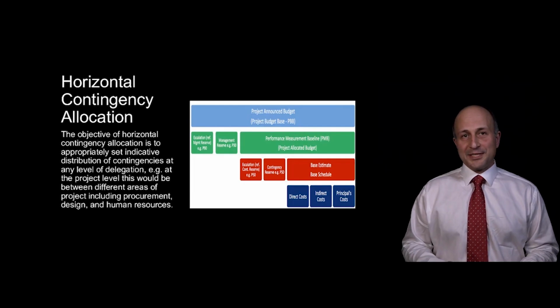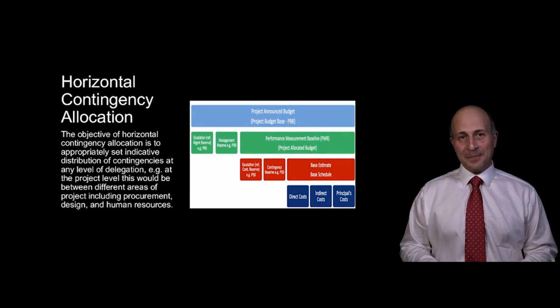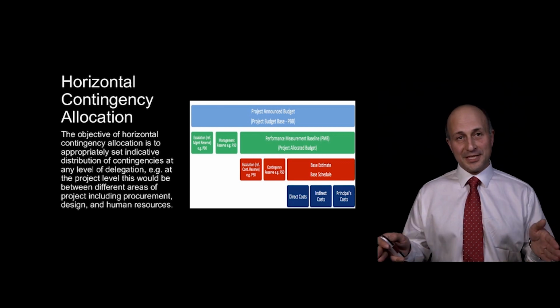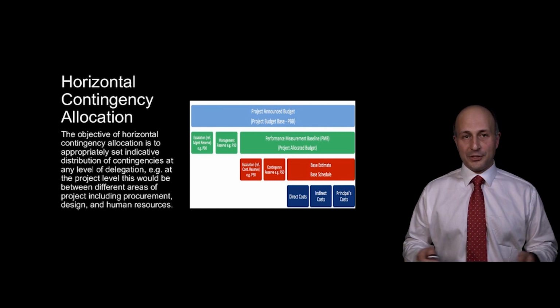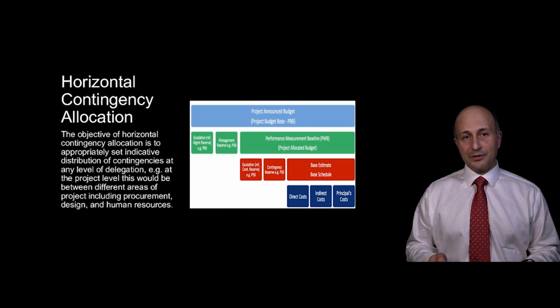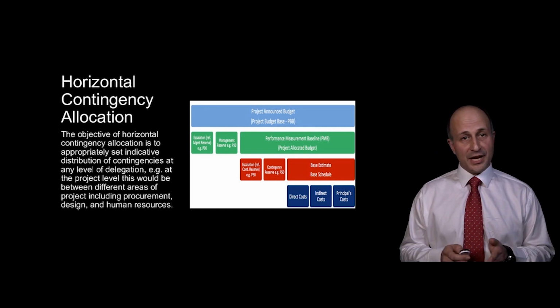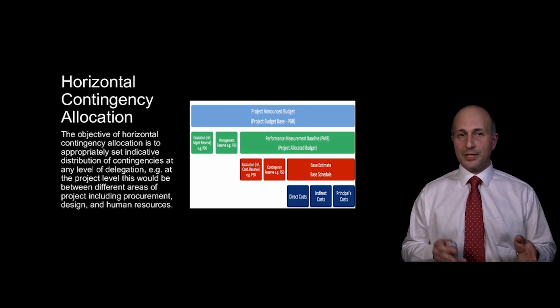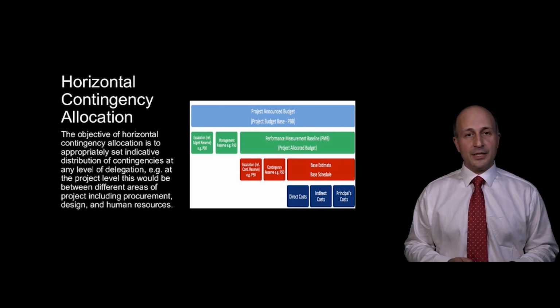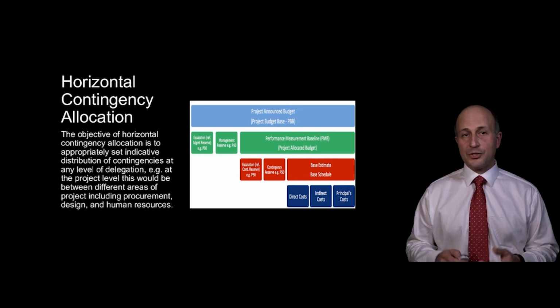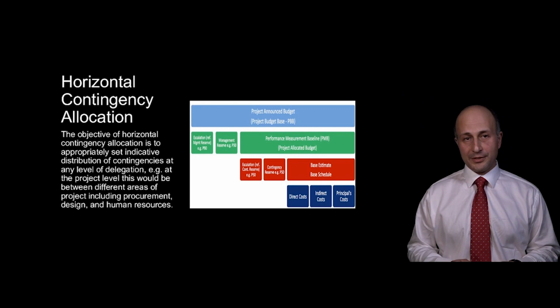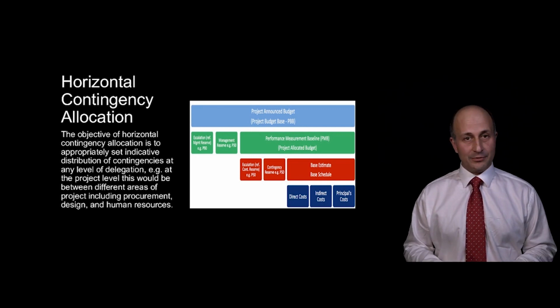The second part is the horizontal contingency allocation. The objective of horizontal contingency allocation is to appropriately set indicative distribution of contingencies at any level of delegation. For example, at the project level, this would be between different areas of project, including procurement, design, and human resources. The appropriate allocation of contingency horizontally across the project will have a key impact on generation of project performance measurement criteria, for example, earned value.